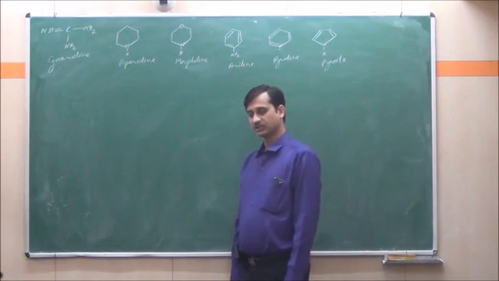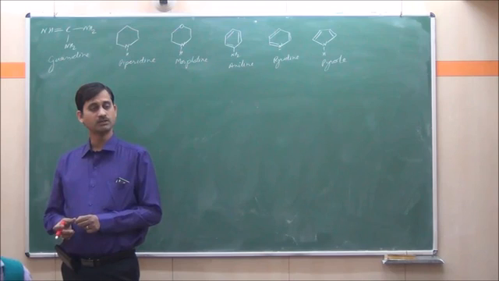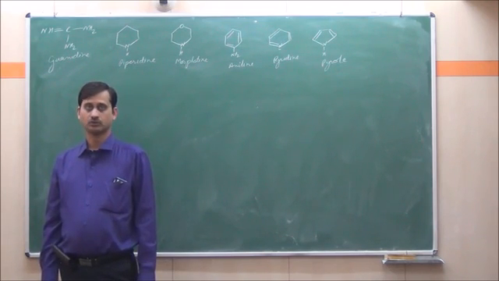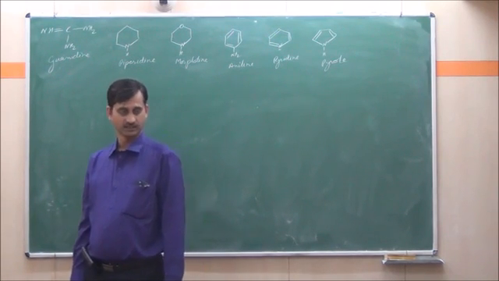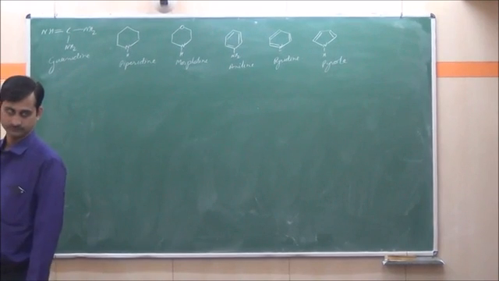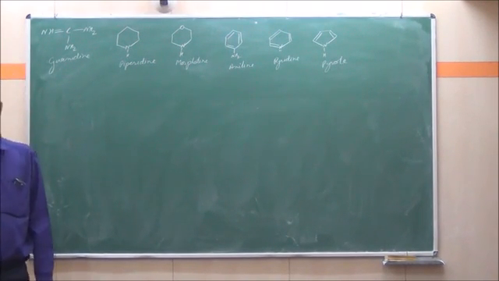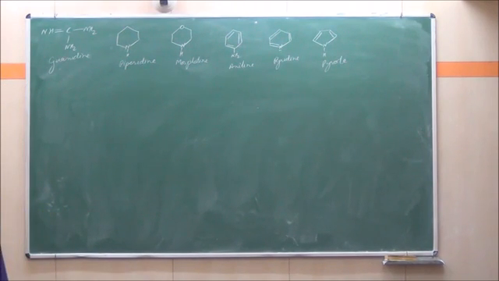When you talk about the basic character of these compounds, you just have to see how much is the electron pair available for donation. The more easily the electron pair can be donated, the more basic these compounds will be. Guanidine. Just arrange all these compounds in their basic character.